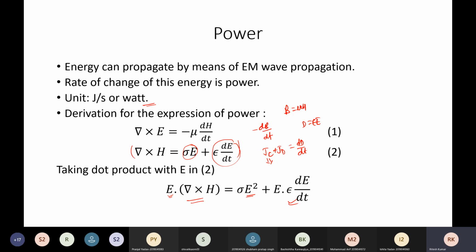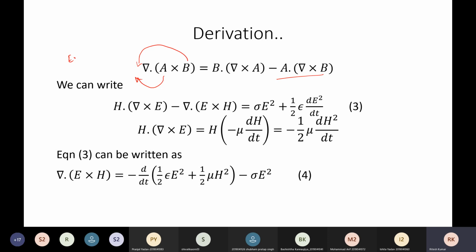So after putting in this expression, how can we write this? E del cross H. Suppose this is A and this term is B. So what is there? This term A del cross B. So bringing it to this side and taking this term to this side, we can write A del cross B should be equal to B curl of A minus divergence of A cross B. So the same thing we have applied here.